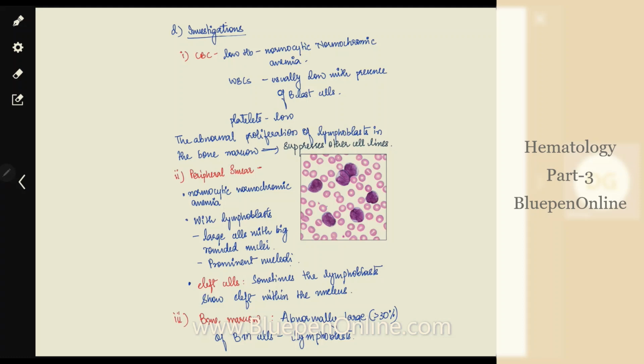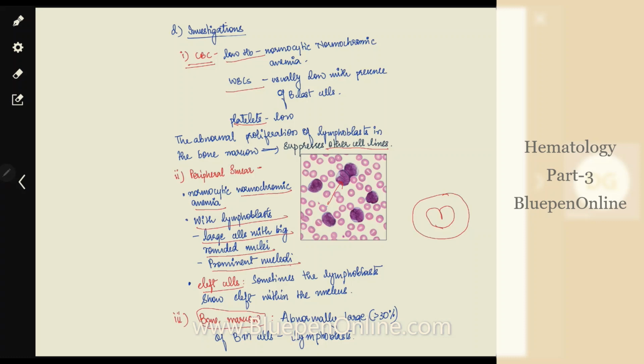So the investigations in a case of ALL include CBC, where there is low HB, low WBC, and low platelet. This is because abnormal proliferation of lymphoblasts in the bone marrow suppresses all other cell lines. They occupy so much space that other cell lines are suppressed. Peripheral smear: normocytic normochromic anemia with lymphoblasts, large cells with big rounded nuclei, prominent nucleoli. Occasionally, you can see cleft cells. Now, what are cleft cells? Those are cells which have clefts in their nuclei. Can you see here? A cleft within the nucleus.